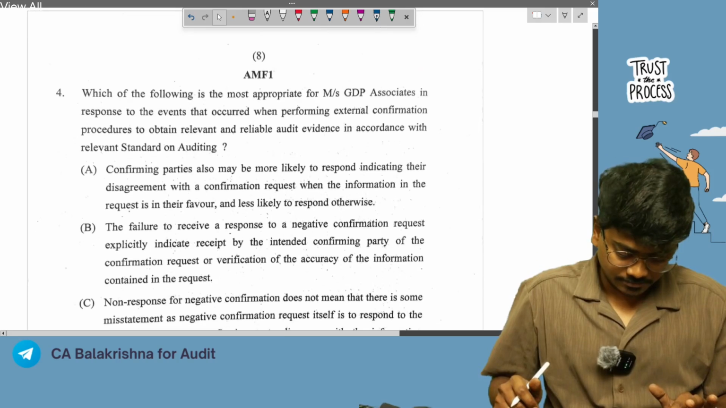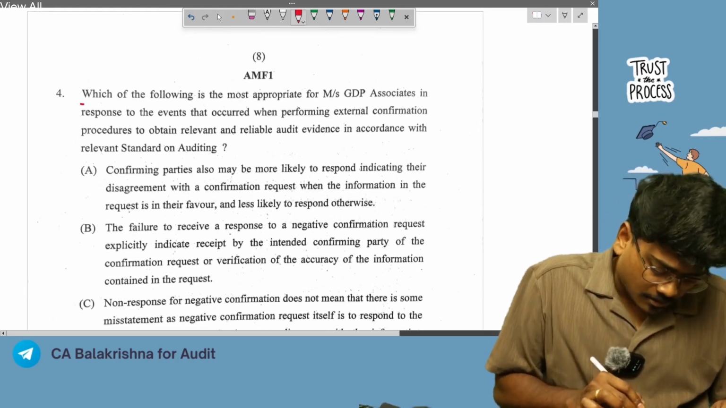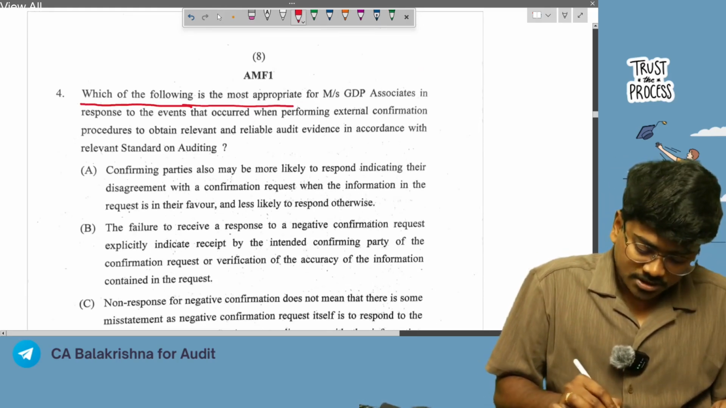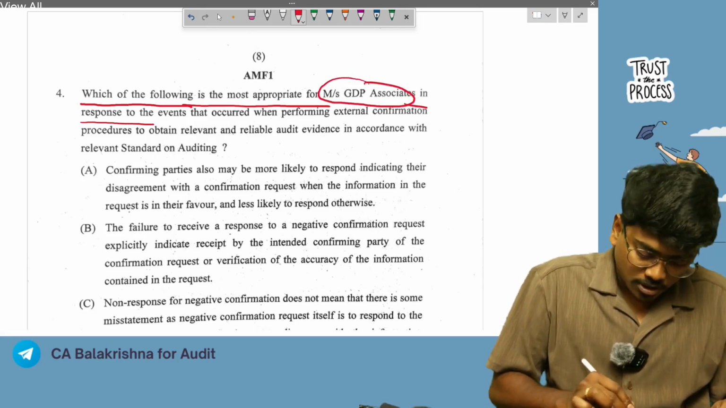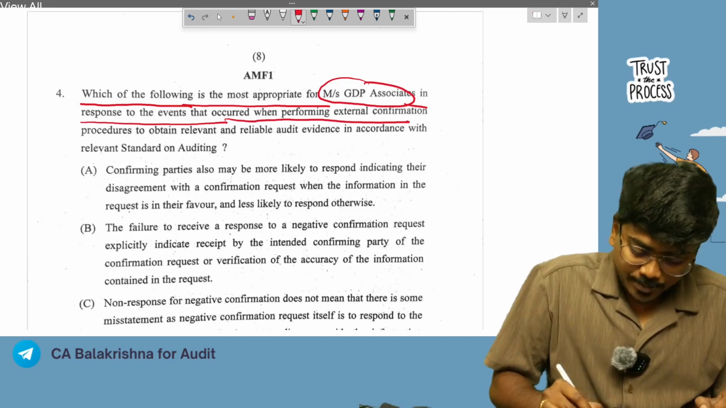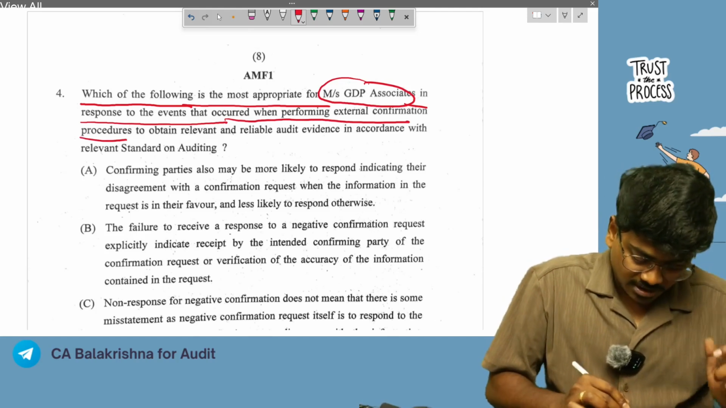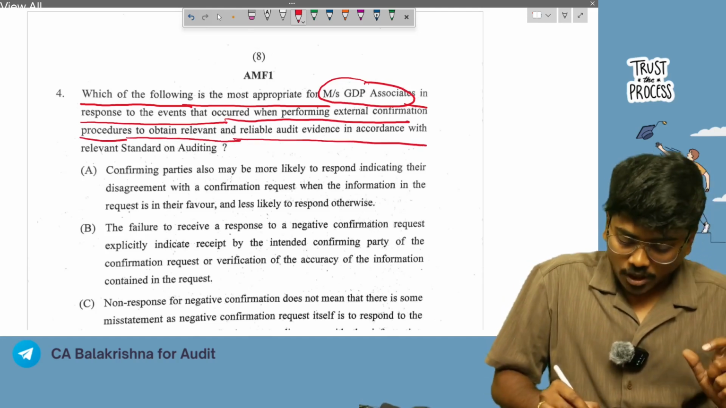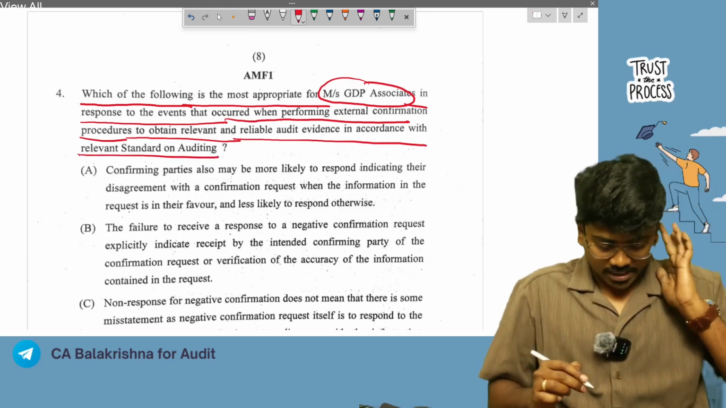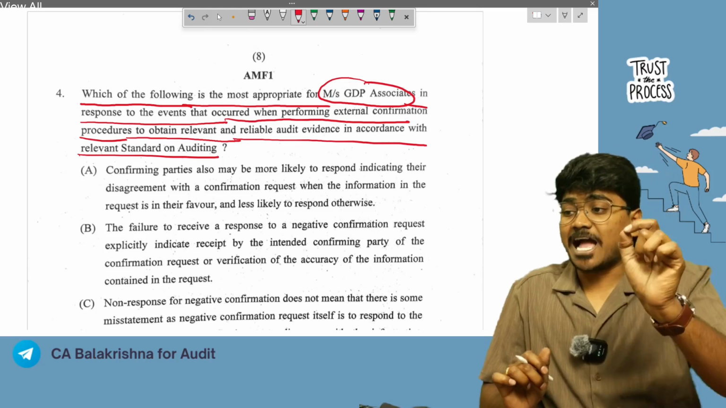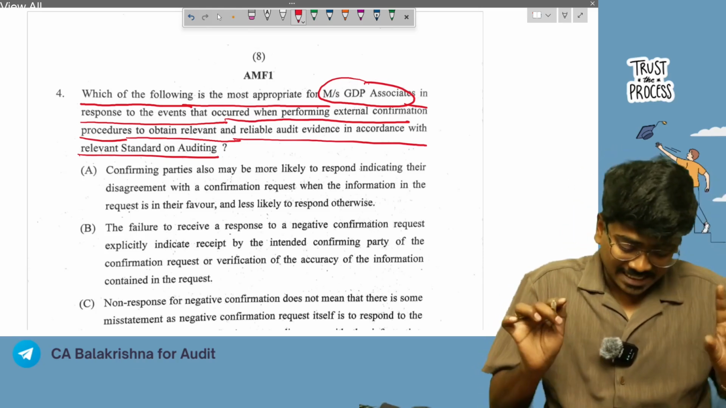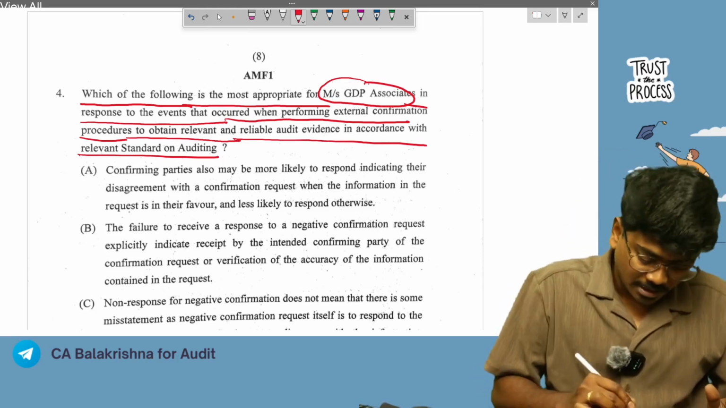Next, which of the following is the most appropriate for Messrs. GDP Associates in response to the events that occurred when performing external confirmation procedures to obtain relevant and reliable audit evidence in accordance with relevant standards on auditing? Let us see. With respect to external confirmation, you need to identify the correct option, not the incorrect option.